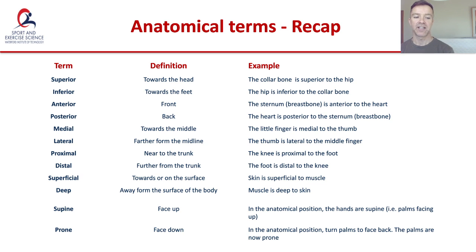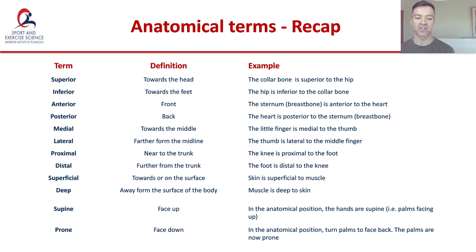Proximal and distal, near to the trunk and further from the trunk. Generally, we use these when we're talking about the arms and the legs. So, proximal, near to the trunk. The knee is proximal to the foot. So the knee is closer to the trunk of the body than the foot is. Distal, further from the trunk. The foot is distal to the knee. The foot is further from the trunk of the body when compared to the knee.